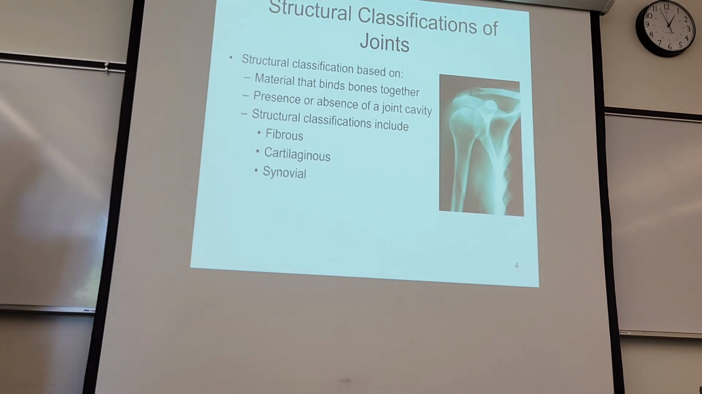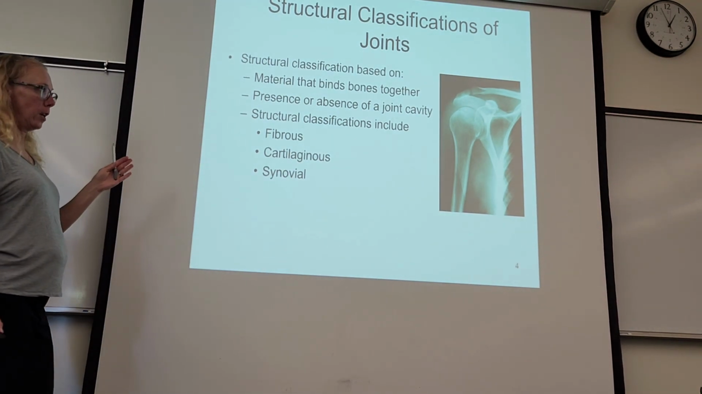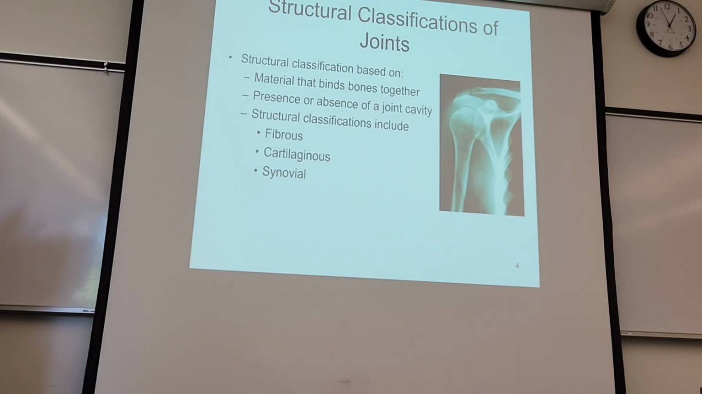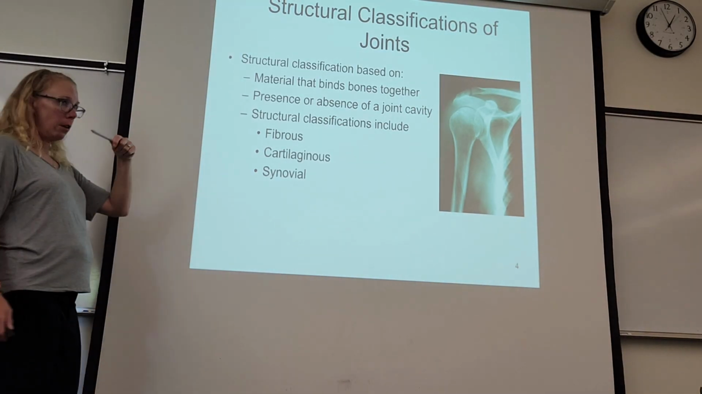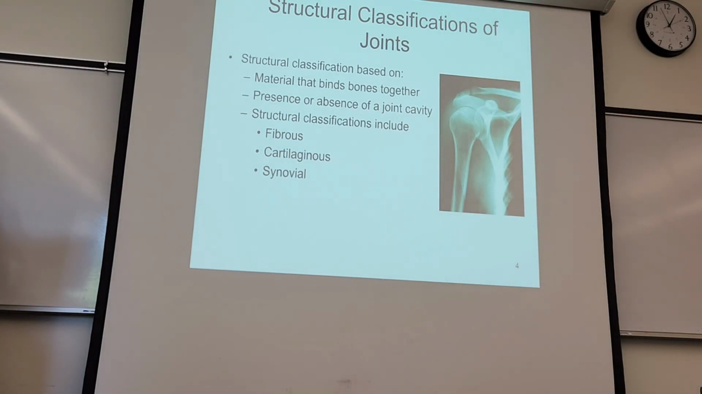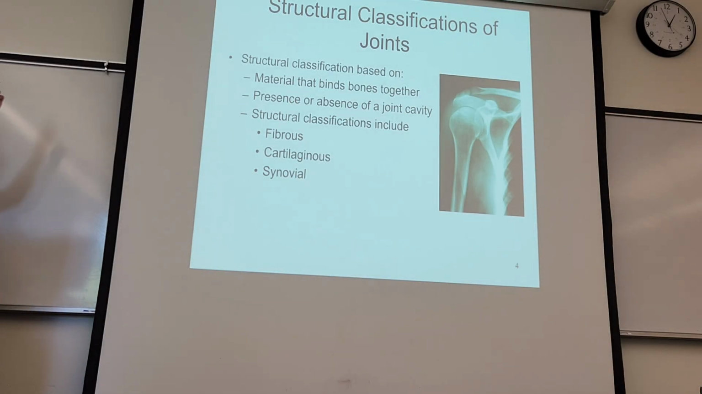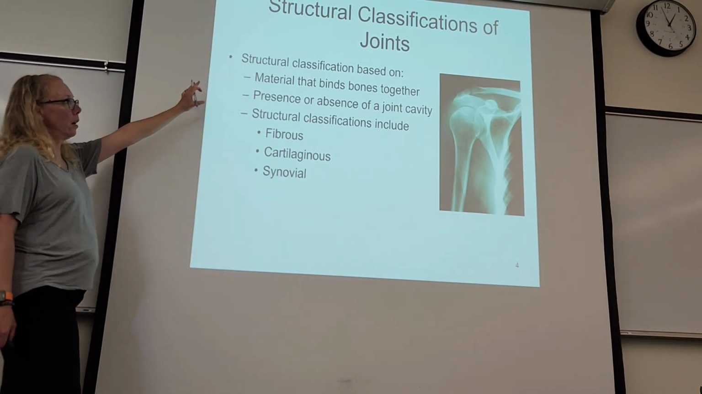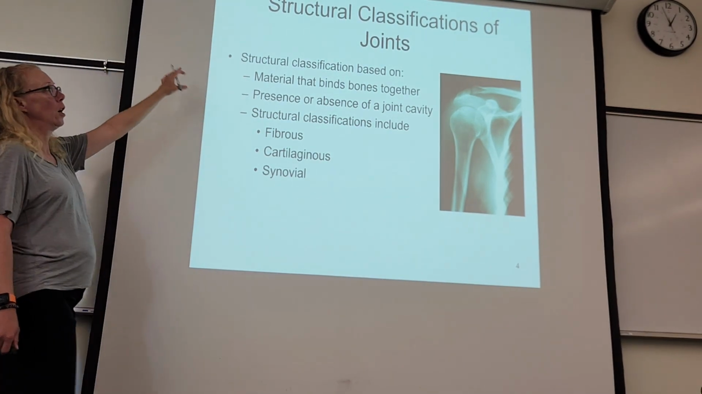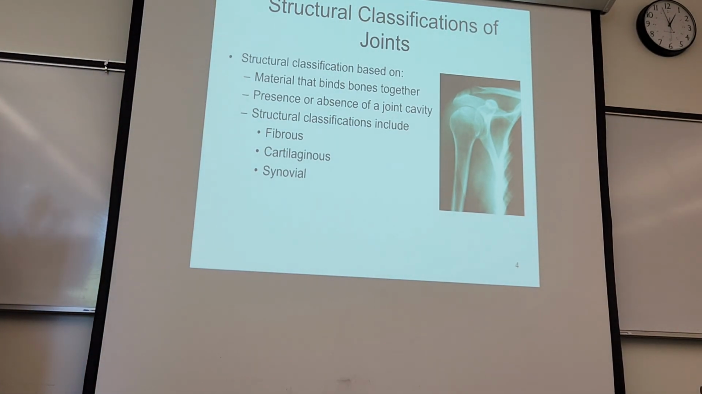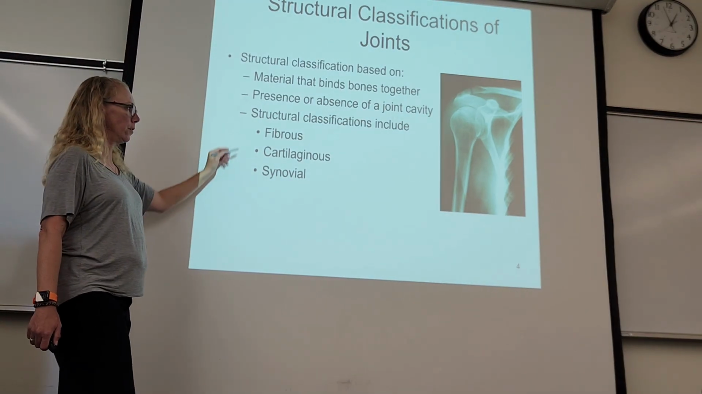Okay. Now, if we're going to base the classification on structure, we have to utilize the material that binds the bones together. So what are we talking about? Are we talking about connective tissue? Are we talking about cartilaginous tissue? What are we talking about? The presence or absence of a joint cavity, and we'll talk about that. So those two criteria are used to structurally classify joints. Does it have a joint cavity, and what material brings that joint into existence? Okay? So there are three structural classifications that you need to know.